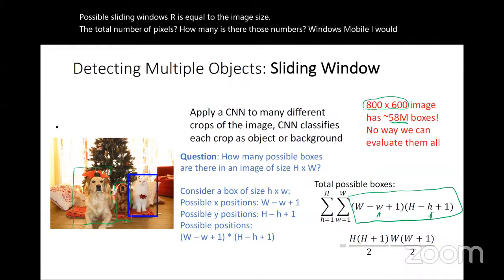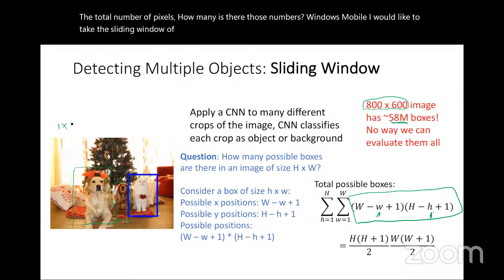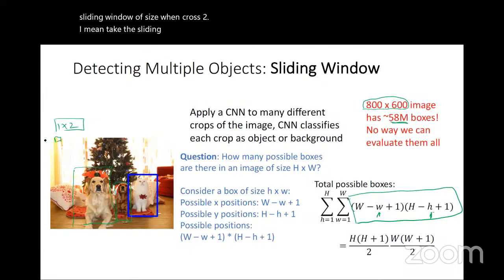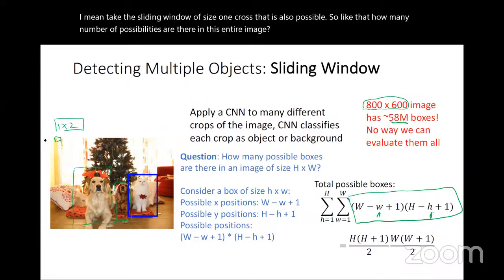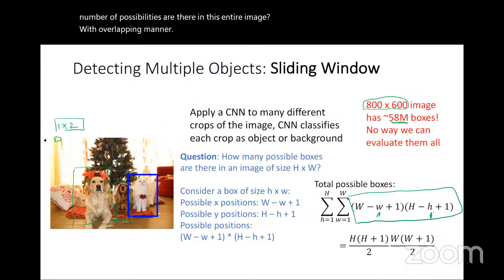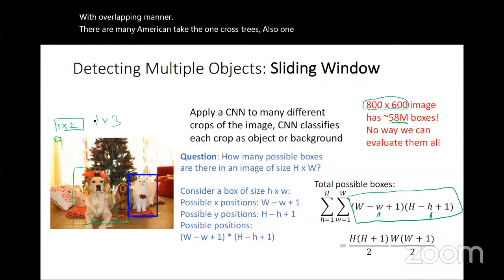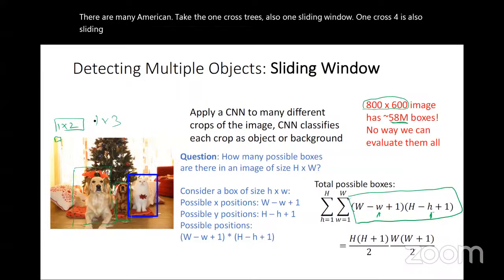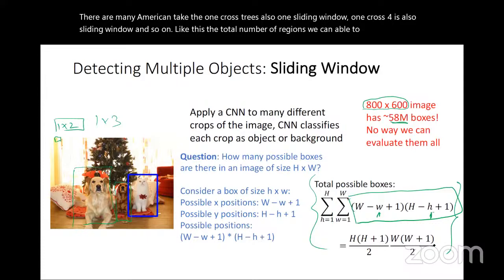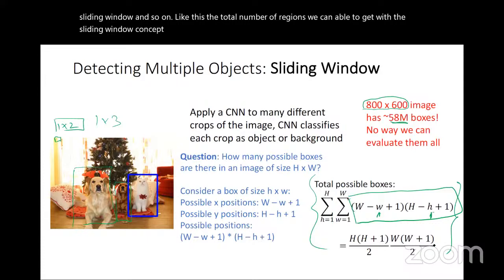Now I would like to take a sliding window of size 1 cross 2. That is also possible. So like that, how many possibilities are there in this entire image? With the overlapping manner, there are many. I may take 1 cross 3 as one sliding window, 1 cross 4 as another sliding window, and so on. Like this, the total number of regions we can get with the sliding window concept is 58 million.